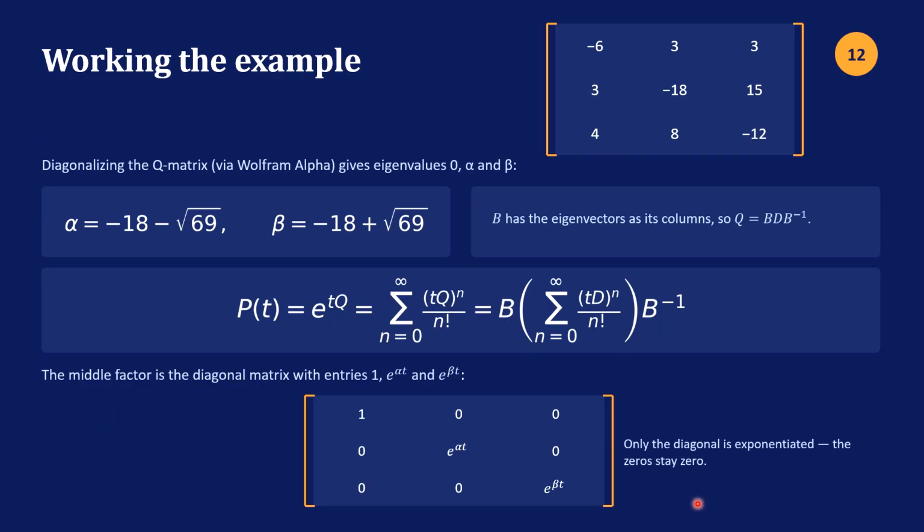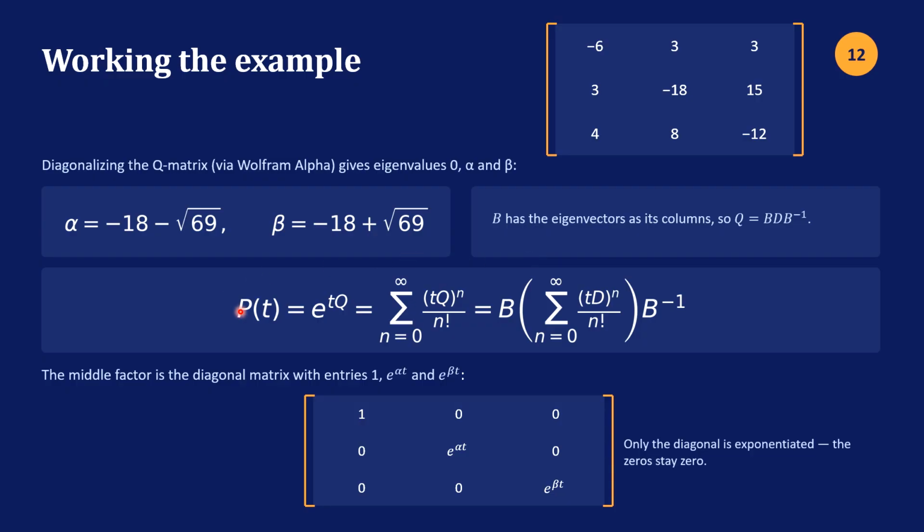I did an example on this slide and the next. I took our matrix Q from the very beginning of this lesson, and then I used Wolfram Alpha to diagonalize Q. We found these three eigenvalues, 0, alpha, and beta. And so the matrix D that diagonalizes would have a 0 in the entry 0,0, alpha in the entry 1,1, and beta in the entry 2,2, and then 0 everywhere else.